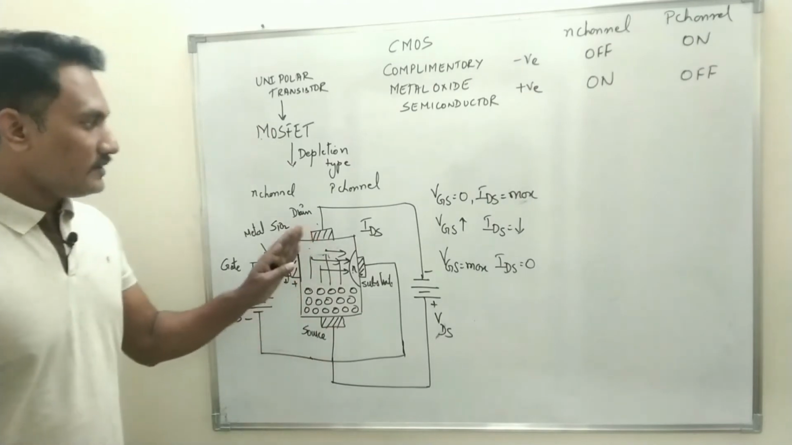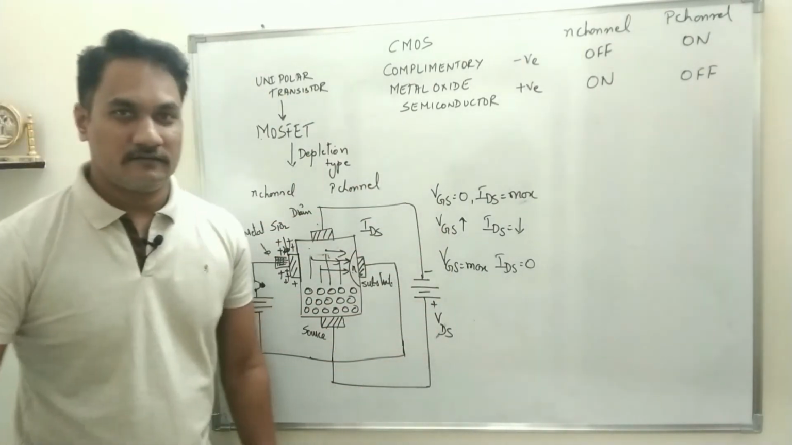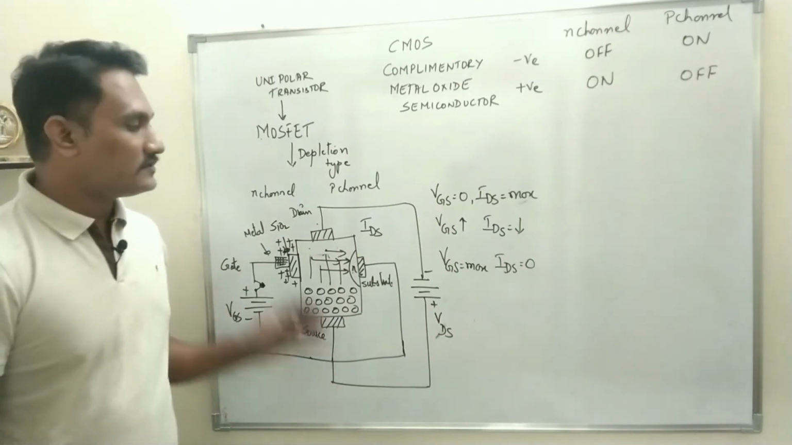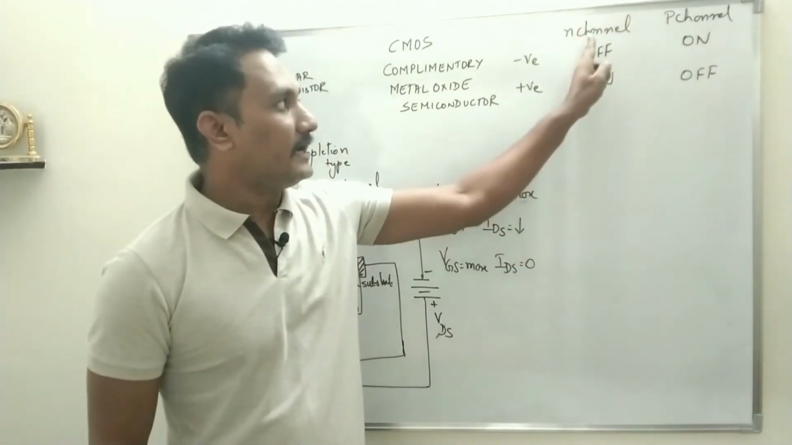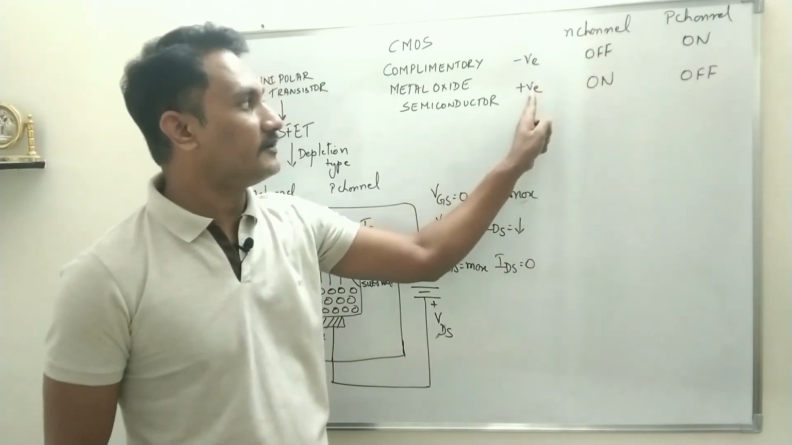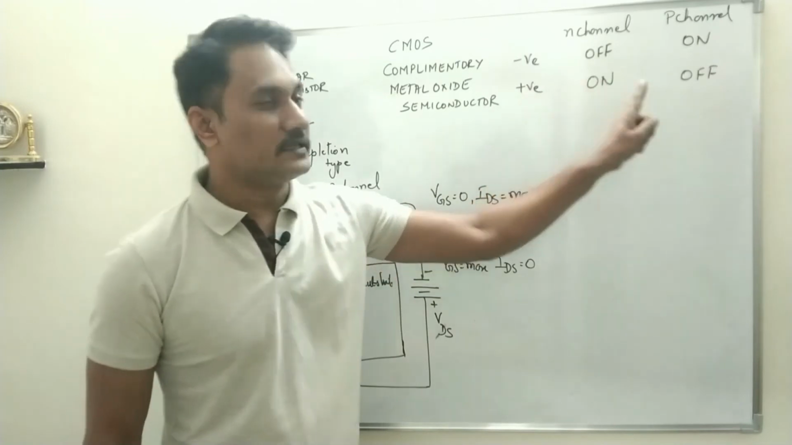So the explanation which I gave you was in 11th standard. This is not very important for us with respect to the board exams. This is not there. We have to just remember this thing: for N channel, if you give negative potential, it will be off. N channel given positive, on. P channel negative, on. P channel positive, off.